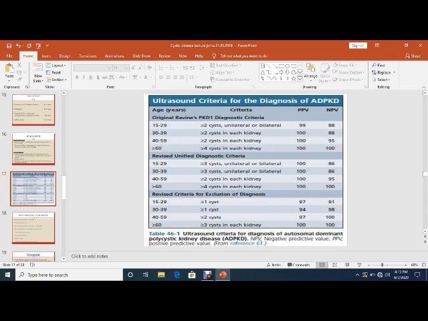So this slide shows the ultrasound criteria for the diagnosis of autosomal dominant polycystic kidney disease. It depends upon the age and the criteria of the cyst. In PKD1, if you see age 15 to 29, it should be more than 2 cysts unilateral or bilateral. This PPV is positive predictive value, NPV is the negative predictive value. So 30 to 39, more than 2 cysts in each kidney. So as age advances, the cyst formation increases. Initially unilateral, then bilateral.